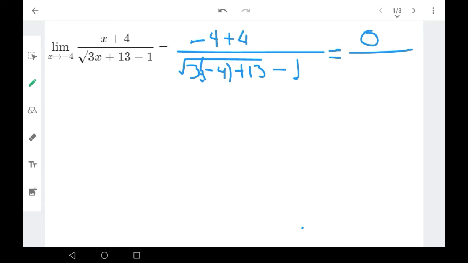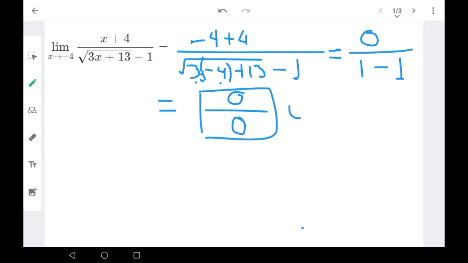Let's see. 3 times -4 gives me -12. -12 plus 13 would be 1. So the square root of 1 is 1. So here I have 1 minus 1. So again, I end up with an undefined expression. This is undefined. Right?